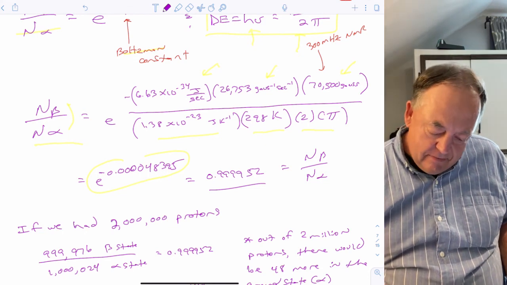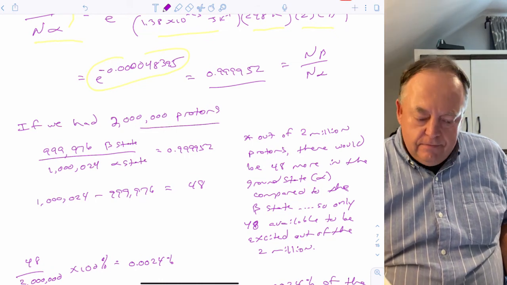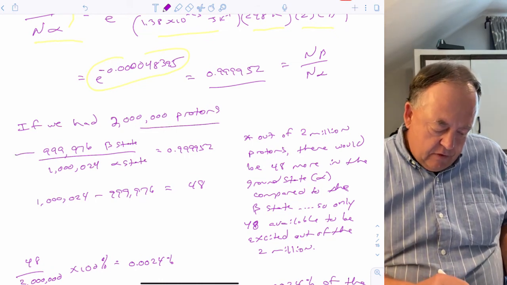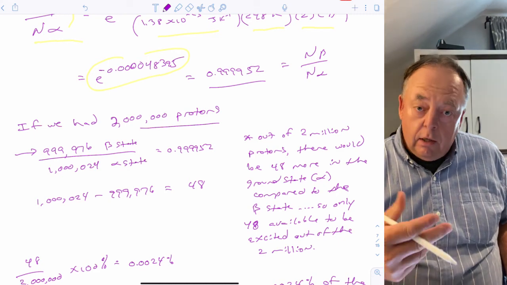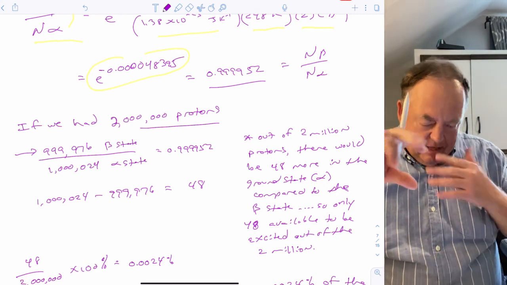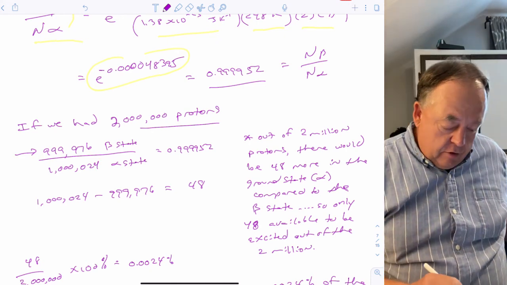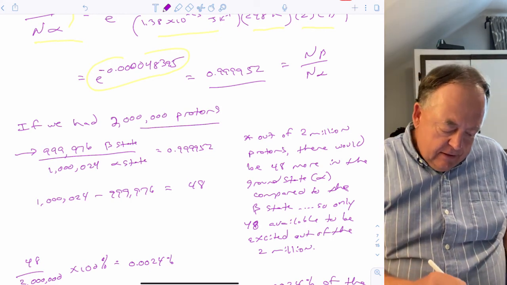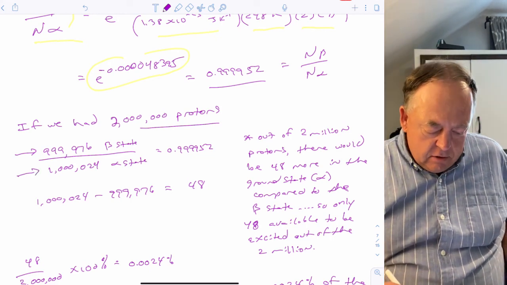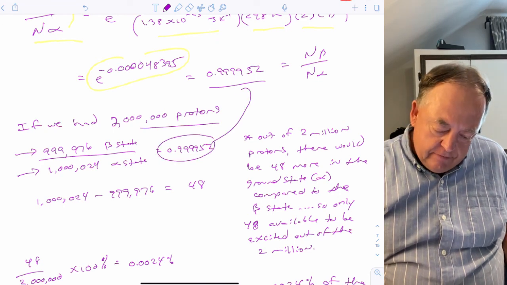So what does that mean? That means if you had 2 million protons, then if there were 999,976 in the beta state, aligned with the magnetic field, in the absence of any energy being applied other than whatever energy is just available at room temperature, and if there are 1,024,000 in the alpha state, then that would give you this ratio, right?